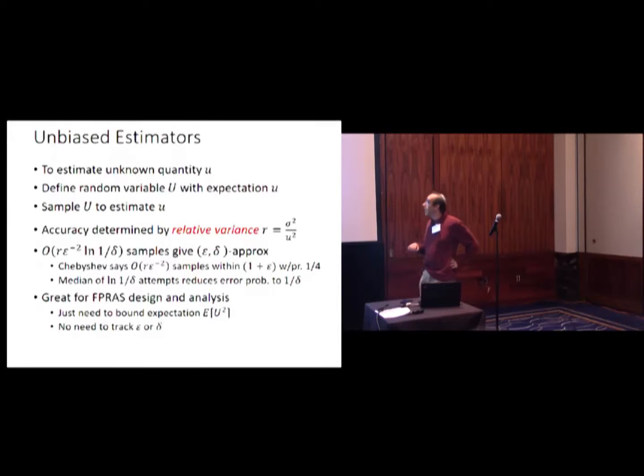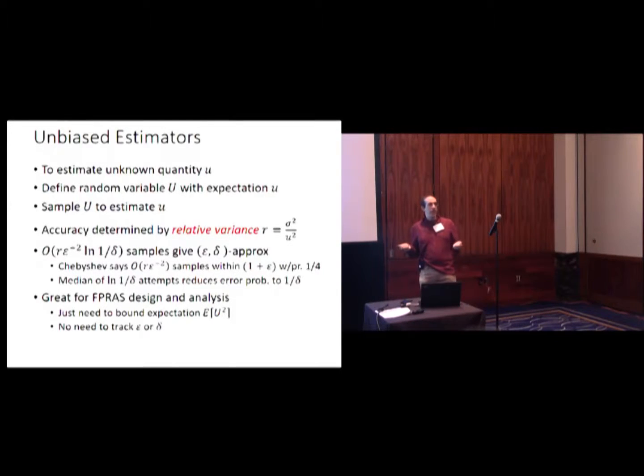correct with high probability. And unbiased estimators, which I didn't know about when I was doing the original version of this paper 20 years ago, are a wonderful way to do fully polynomial randomized approximation schemes. Because in the old-fashioned way of doing these approximation schemes, you have to track your way through the epsilons and deltas all the way through the analysis.